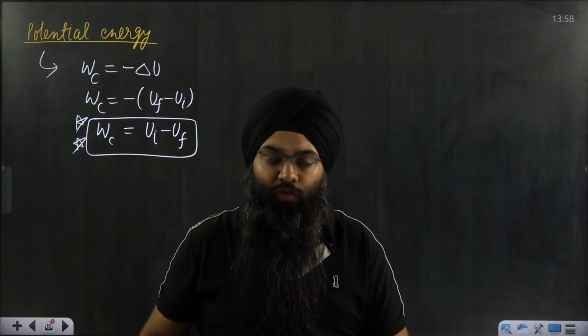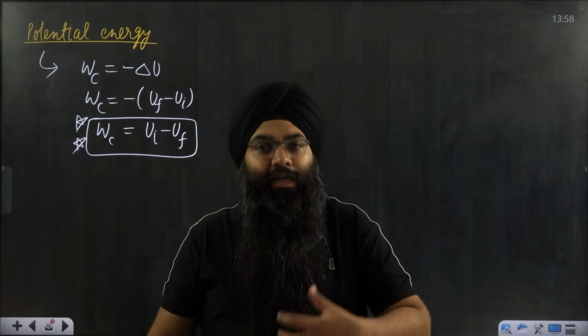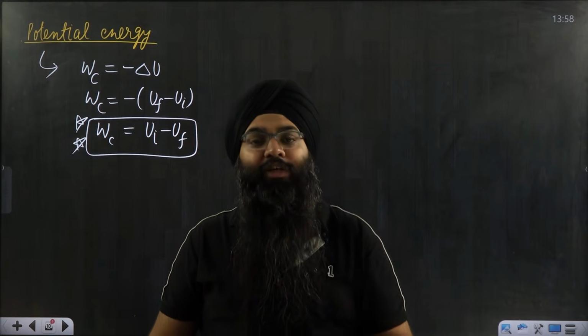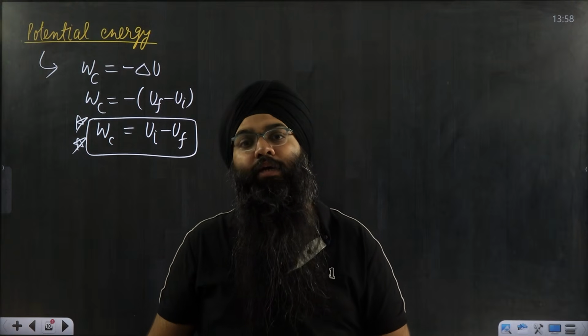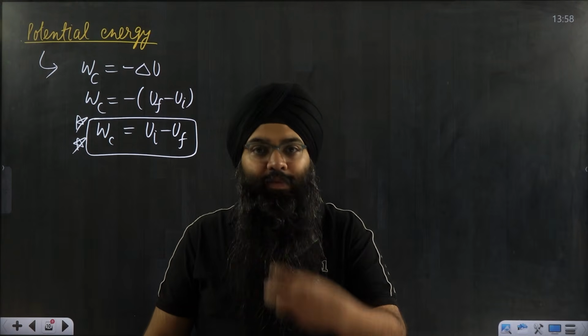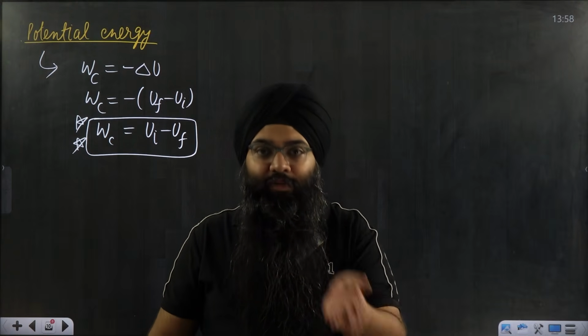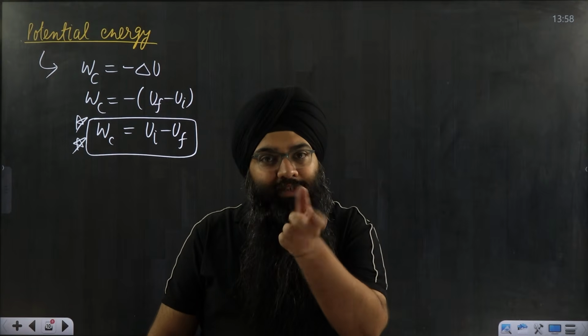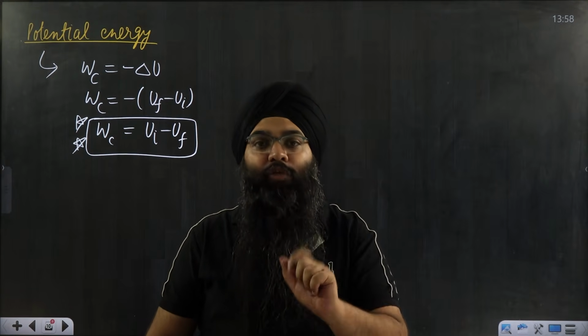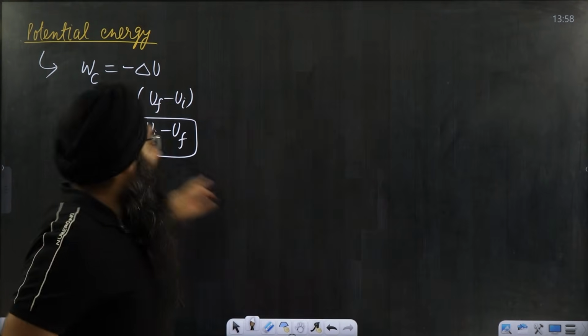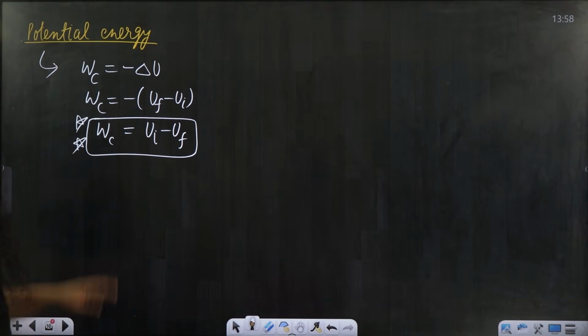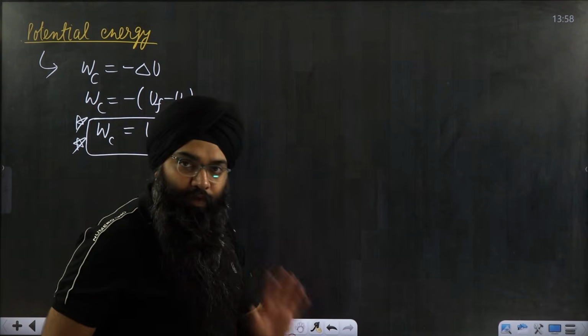If there is a conservative force doing work, then it is basically spending its energy. Which energy does it have? It has potential energy. If it is doing some work, it will be spending some amount of energy, so its energy will be decreasing. Whatever is the decrease in that potential energy, that will be the work done by the conservative force. So W_C is equal to U initial minus U final.